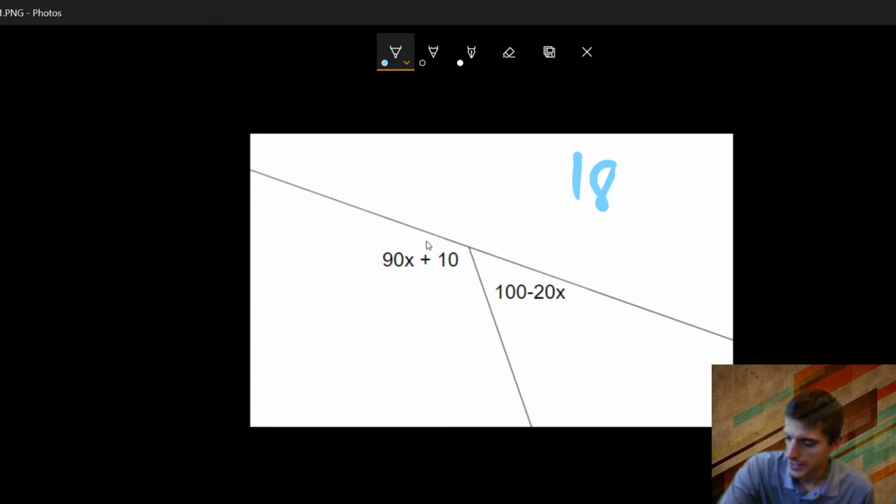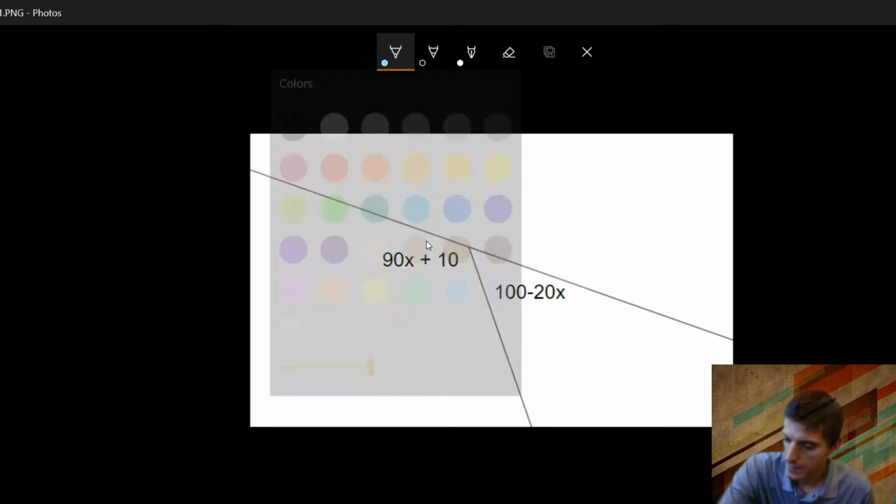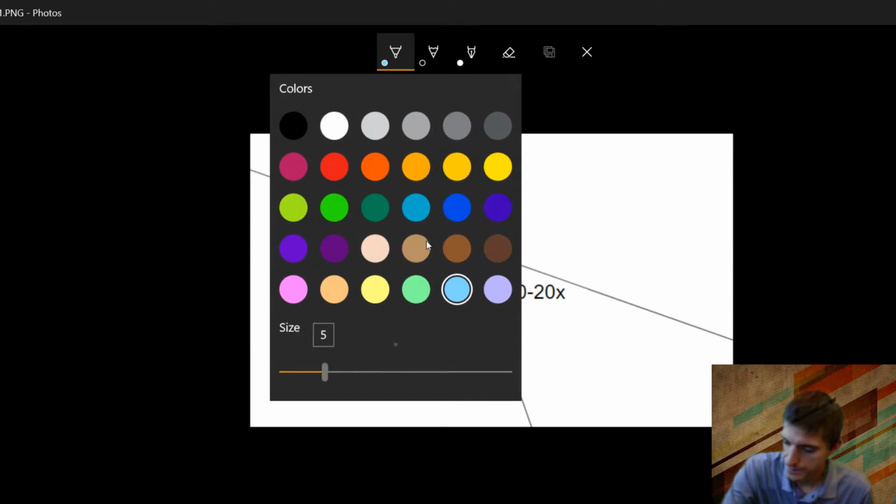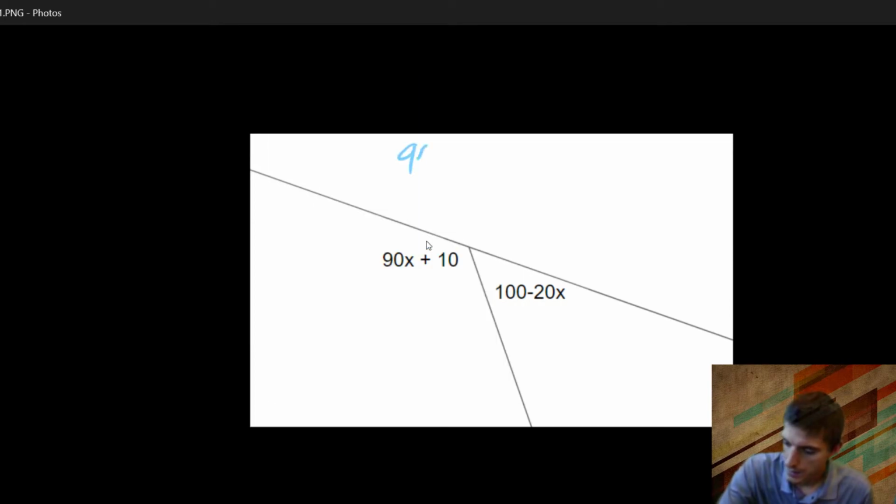So the way to solve this question is exactly like that. I make an equation out of what I know. I know that the angle measure 90x plus 10, if I add it to 100 minus 20x, if I add those together, I get 180 degrees.